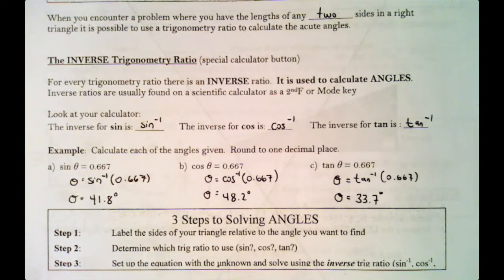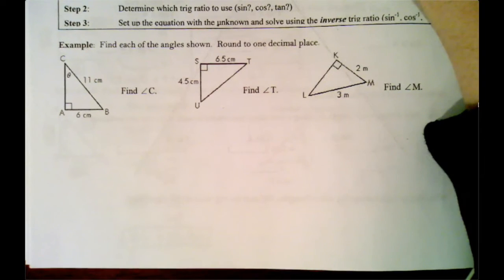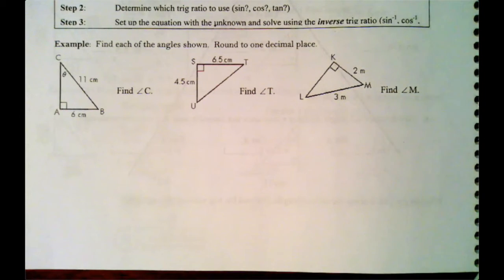All right, let's try an actual question. There's going to be 3 steps when we solve for angles. First, label the sides with O, A, and H. Figure out whether it's a sine, cos, or tan ratio we can use, and then use our inverse. Let's give it a shot. I think you're going to enjoy this. Finding angles is actually much easier than finding sides, in my opinion. Sometimes I'm proven wrong, though. Some people find this more challenging, but I think it's easier. Let's give it a shot.